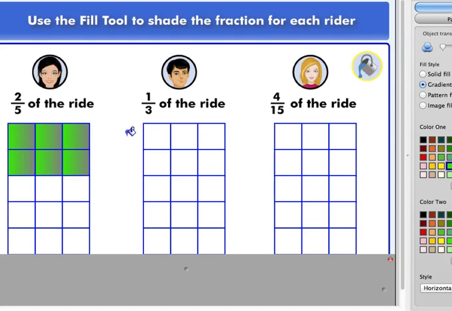Now let's shade in 1/3 of the ride. So that means we're going to shade in 1 out of every 3. Or another way we could look at it is if we divided this into thirds, like strips. Each strip is a third. We got to do 1/3 would be filling in 1 strip. Okay, so that's what 1/3 of the ride would be. And then 4/15 of the ride, we've got 15 boxes here, so that means we would just complete 4 of them.